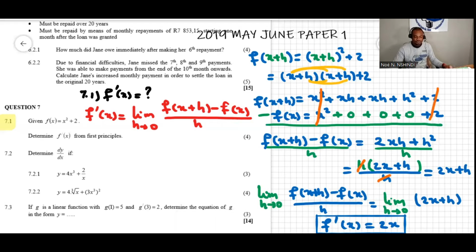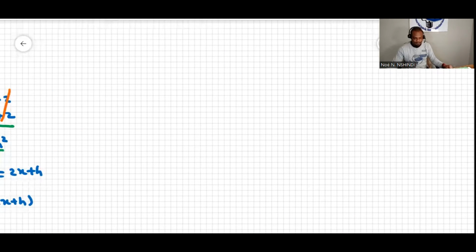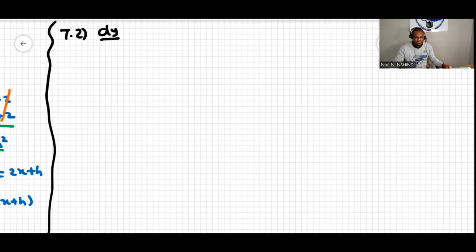Now we can do 7.2. The question says determine dy over dx if y equals 4x plus 2 over x. Well, we're going to solve. Let me just move my board this way. We have 7.2. We're looking for dy dx.